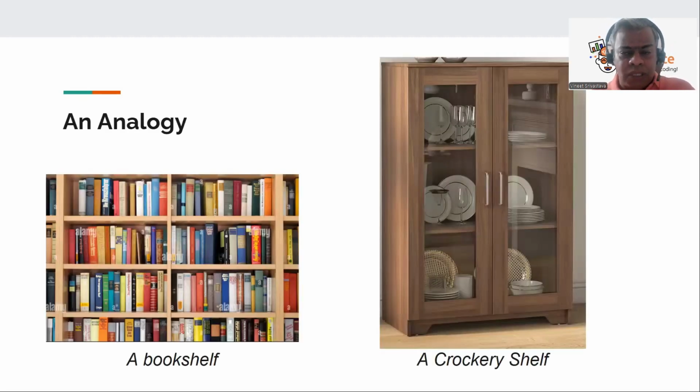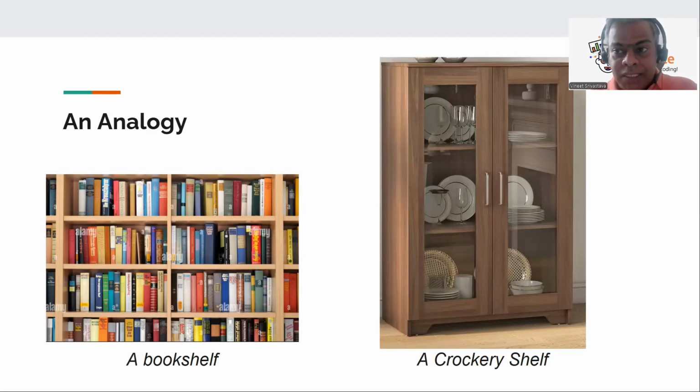Analogies always help, so I try to give analogies to make things clear. Think of this like a bookshelf. You take a bookshelf, you can store your books, and the more properly you store them, the easier it is to retrieve them. Likewise, say a crockery shelf. We store our crockery at home in this crockery shelf.